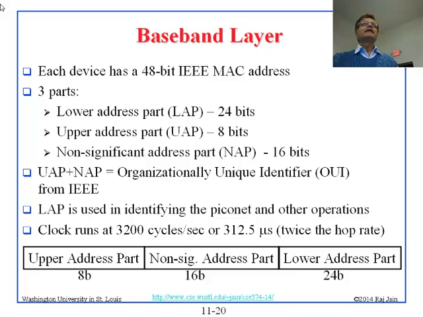OUI is assigned to the organization. Yeah, to the manufacturer. So this is what happens. If you manufacture anything which needs this address, you have to go to IEEE and get the address. And IEEE gives you 2 raised to 24 addresses at a time. They tell you, okay, just take these first 24 bits, and then you can use the last 24 bits however you want. Generally, people start with 0 and then increment by 1.